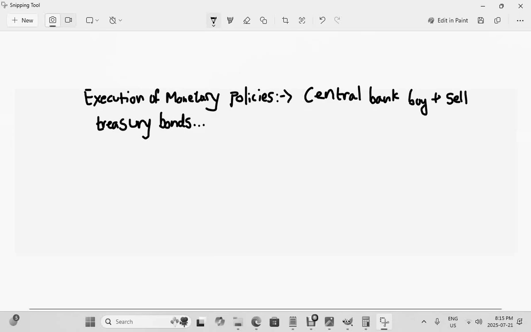Now, when they buy and sell treasury bonds, it does impact the interest rates as well as other rates that we're going to talk about in the next video. However, this is how it works. Let's say they buy bonds.